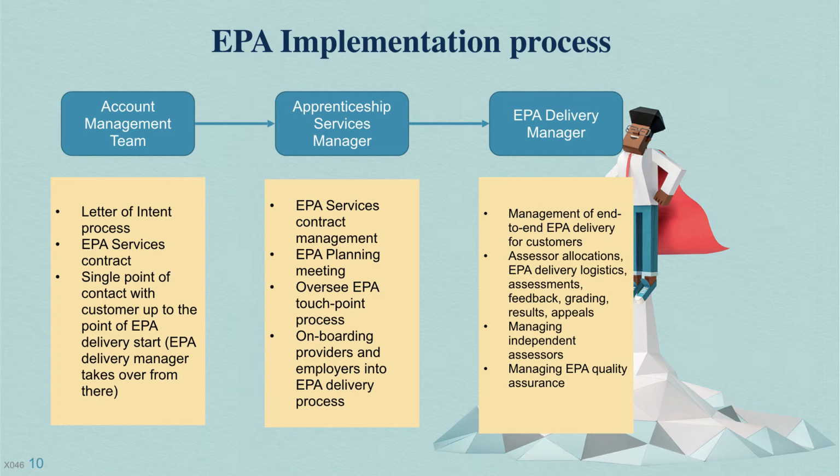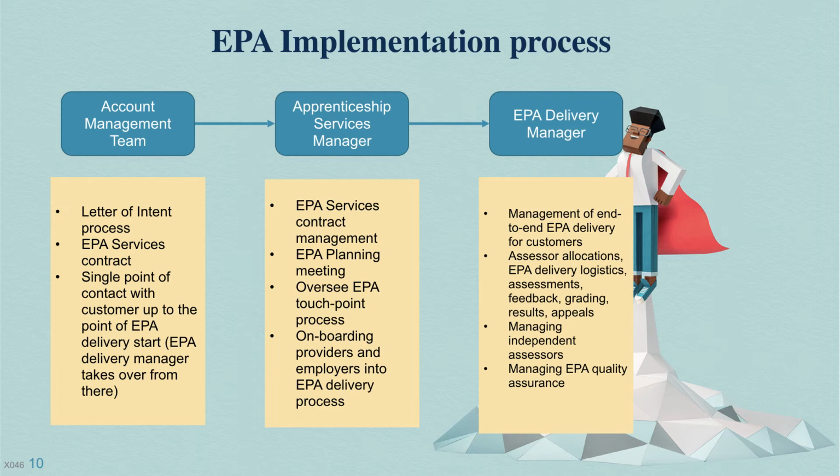And of course, as I mentioned, they would be the single point of contact with you as a customer up to the point of the start of the EPA delivery, at which point the EPA delivery manager takes over. The account management team and the ASMs actually work very, very closely, and there will be a bit of an overlap because there's lots of information and complex processes and rules and regulations that need to be followed. So I would see that the account management team and the apprenticeship services managers team work very, very closely on each of the accounts and the customers that we deal with for the delivery of our EPA services.